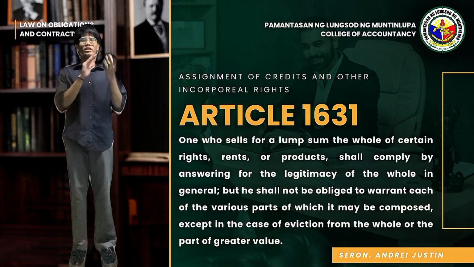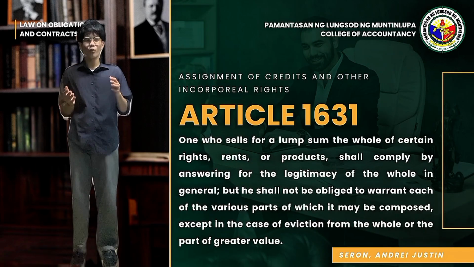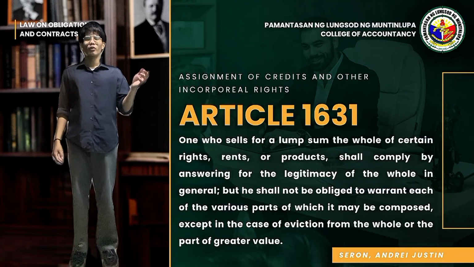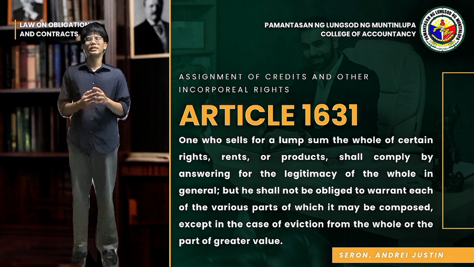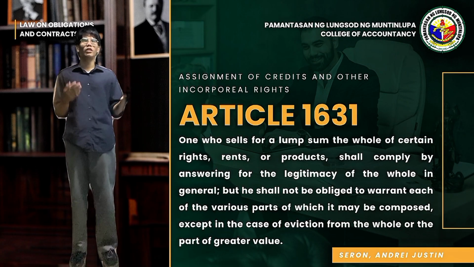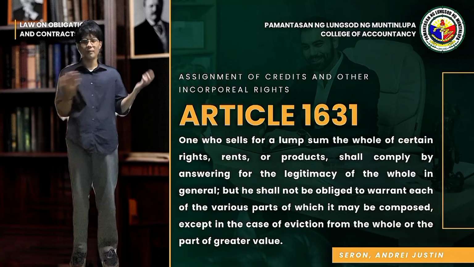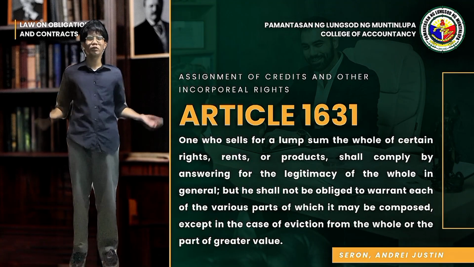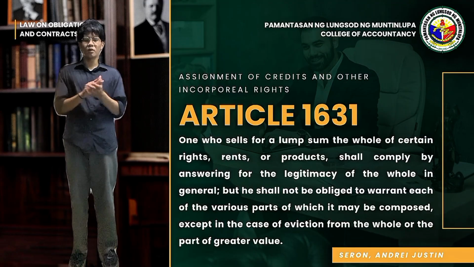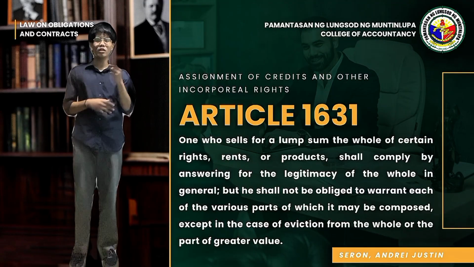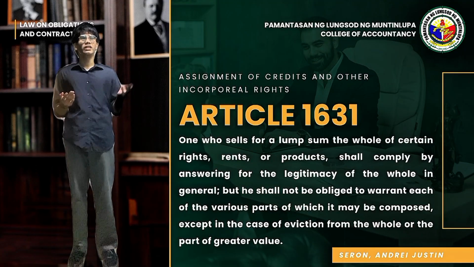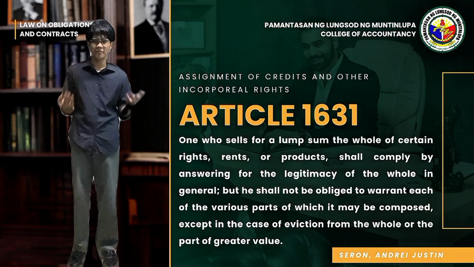Now, Article 1631 applies when someone sells you a whole bundle of rights or products. For example, let's say all the rent income from a property or the entire output or harvest from a farm for one total fixed price. The seller is only guaranteeing the bundle as a whole is legitimate.